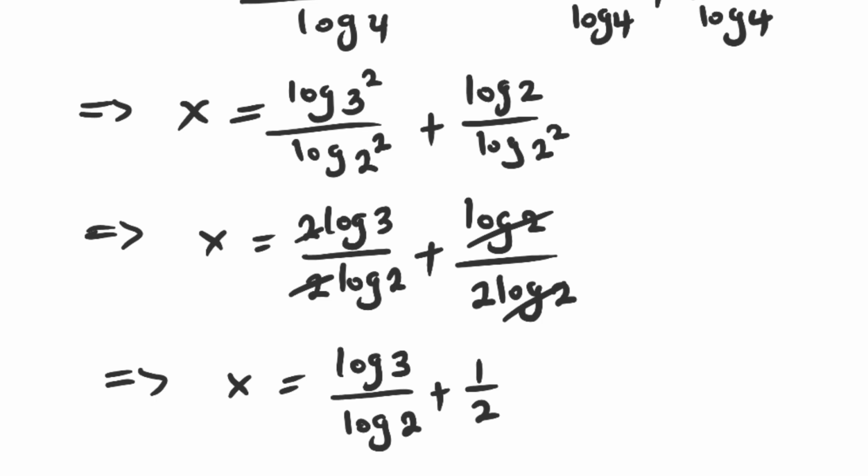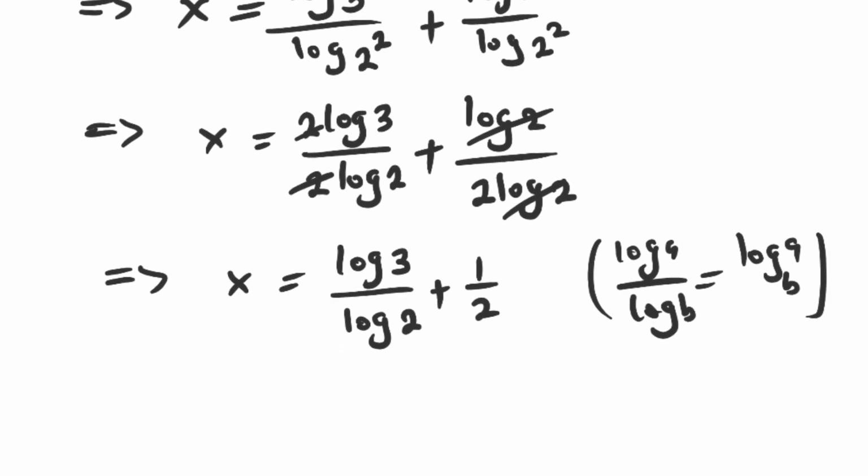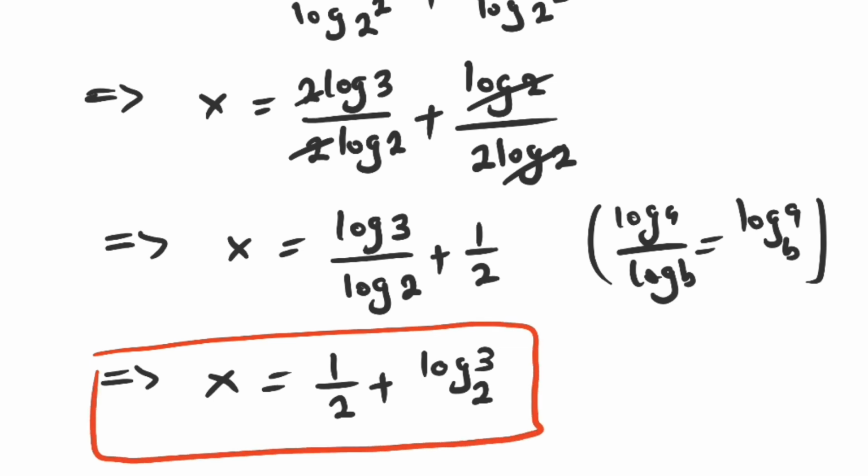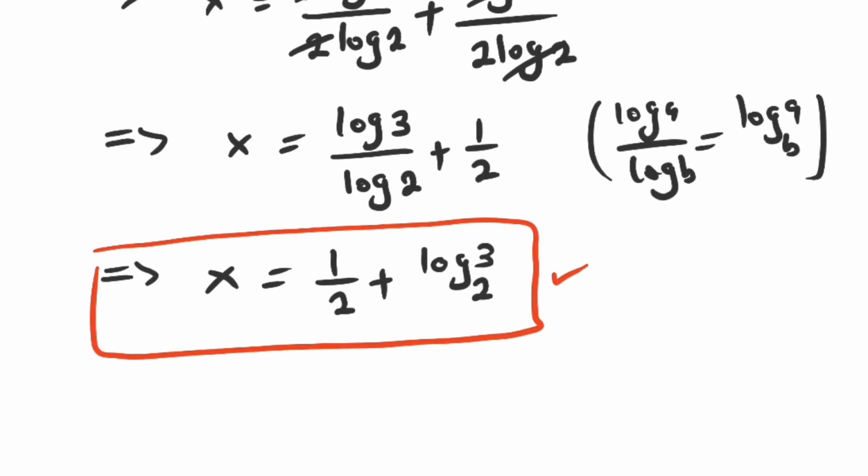Now take note of this, that if you have log A over log B, this is equal to log A base B. Therefore, x is equal to 1 over 2 plus log 3 base 2. Then this is the final answer. We may check to confirm if this answer is right or wrong. Let's check.